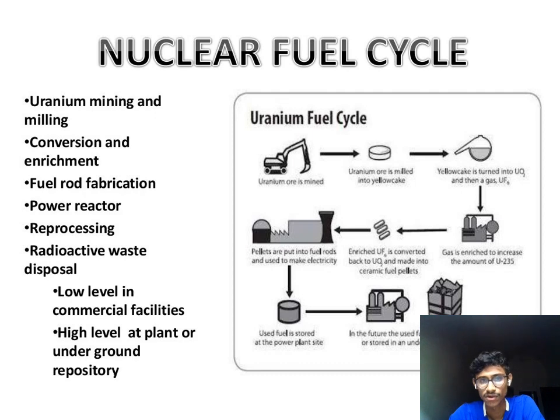This is the nuclear fuel cycle by which we can generate energy. First, uranium ore is mined. The uranium ore is milled into yellowcake. The yellowcake is turned into UO2 first and then converted to gas UF6. The gas is then enriched to increase the amount of U-235. As you know, U-235 is a heavy unstable material, so it generates a lot of energy. Then the enriched UF6 is converted back to UO2 and made into ceramic fuel pellets. These pellets are put into fuel rods and used to make electricity. Used fuel is stored at the power plant site and in the future used for different projects, and is stored in underground storage.